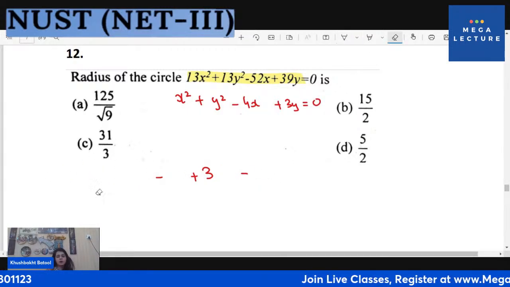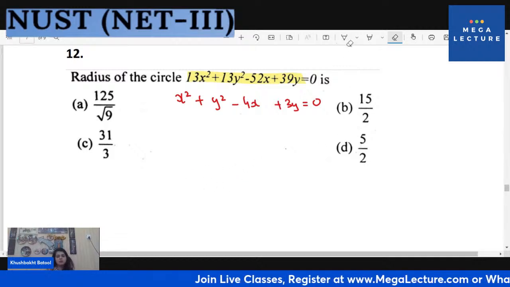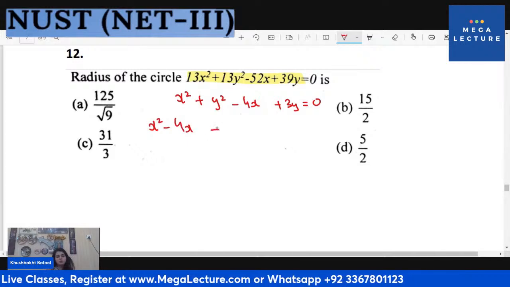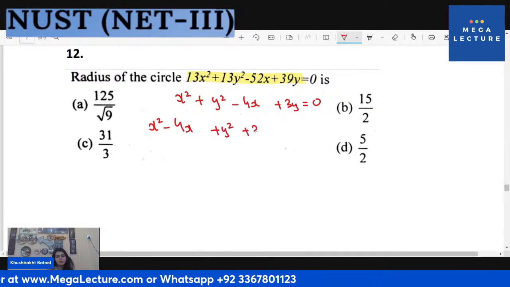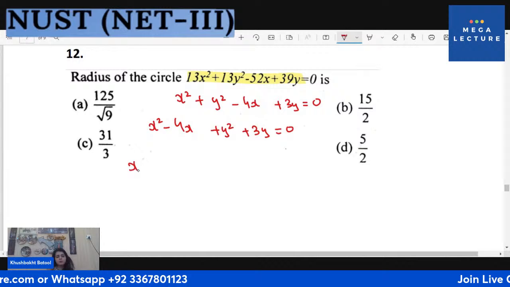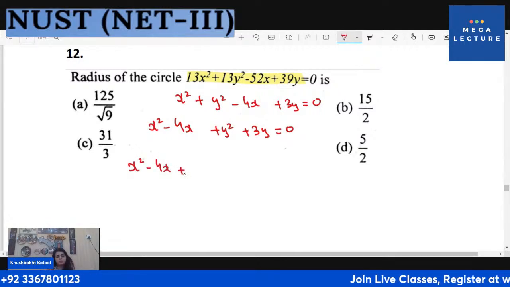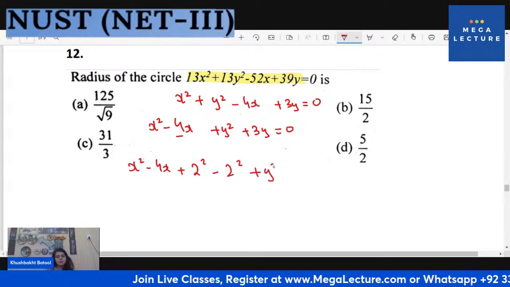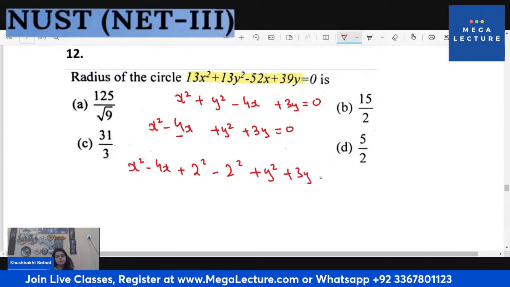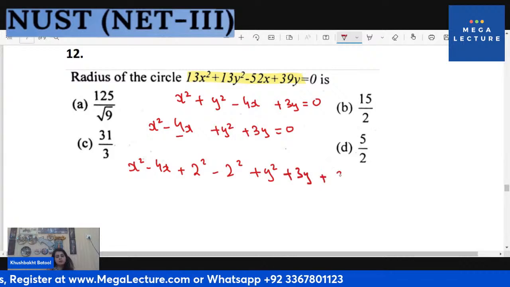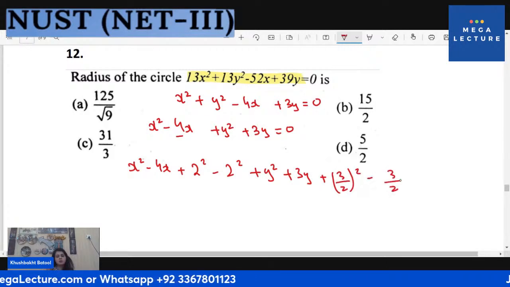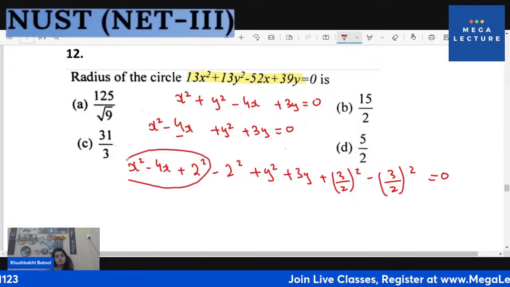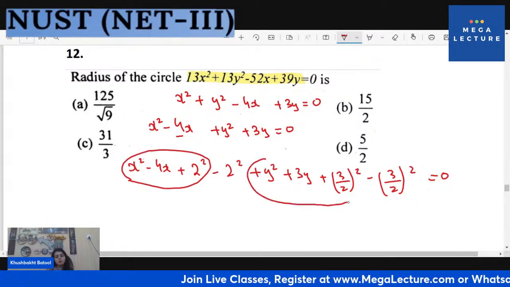Alright. Now I am interested in finding the radius. So for that I'll write down the x terms together. X squared minus 4x plus y squared plus 3y equals 0. X squared minus 4x plus half of 4 is 2 squared, minus 2 squared, plus y squared plus 3y plus 3 by 2 whole squared, and then minus 3 by 2 whole squared equals 0. This would be used for the circle.